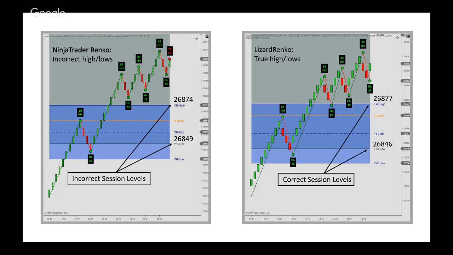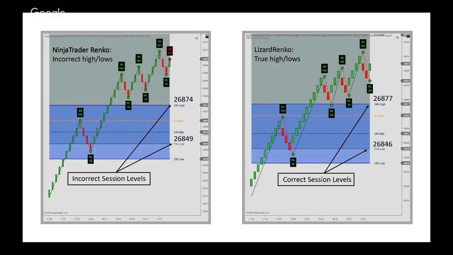Whereas if you look at this in the LizardRenko chart, we see the correct levels with a first break above here, the pre-session low, a test exactly at this level, and then breaking through the opening range high, a retest exactly to the tick of that level, whereas this is just kind of floating in thin air here. And you will see the same problem for all the other session tools.